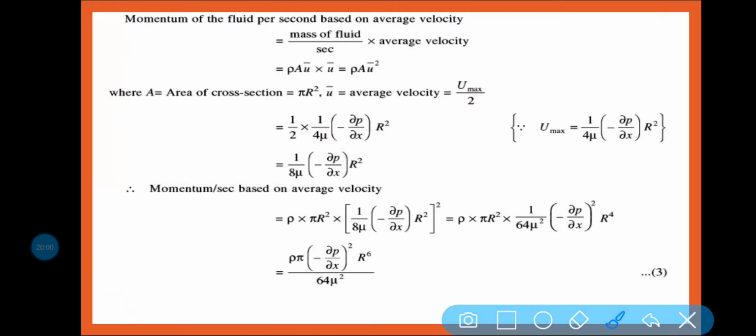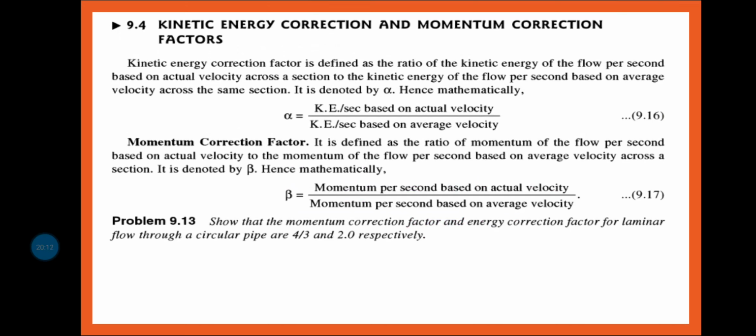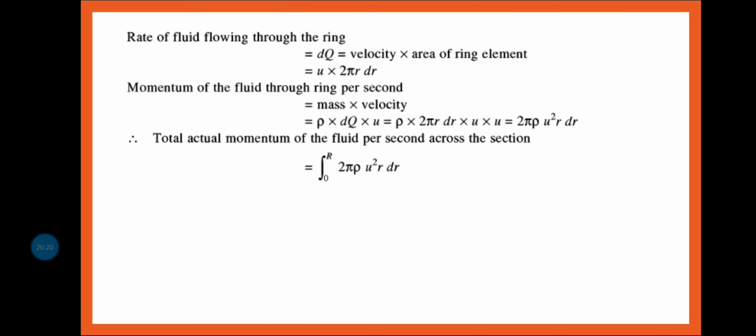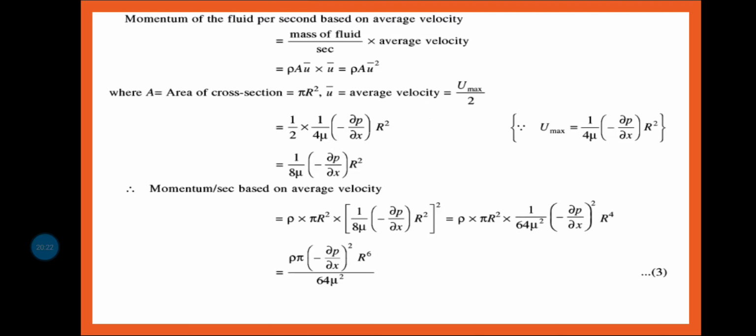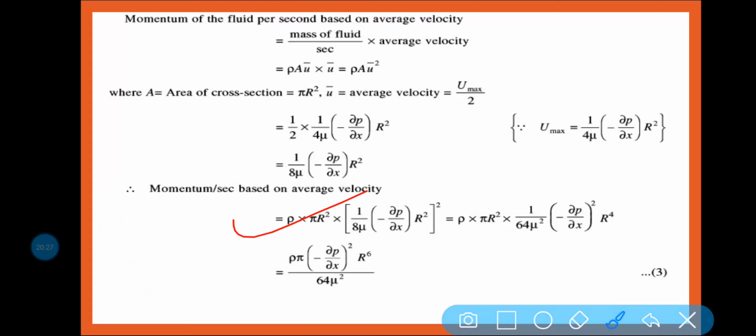Now come to the point, momentum per second based on average velocity. So again just come to the definition. Momentum correction factor is the momentum per second based on actual velocity over momentum per second based on average velocity. So based on average velocity, what is the momentum? Momentum means mass into velocity, and momentum per second means mass flow rate into velocity.